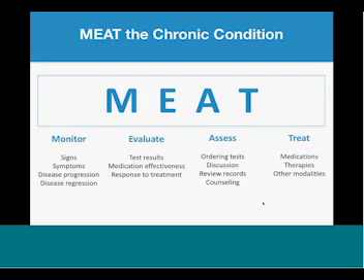When we talk about chronic conditions, one of the acronyms that's used is MEAT: monitor, evaluate, assess, and treat. So we need to report all diagnosis codes that are part of the medical decision-making for each visit. You need to monitor signs and symptoms, disease progression and regression, evaluate, such as what test results have you looked at for the patient? What type of medications are they on? Is that effective for the patient? How are they responding to the treatment? We're going to assess those chronic conditions.